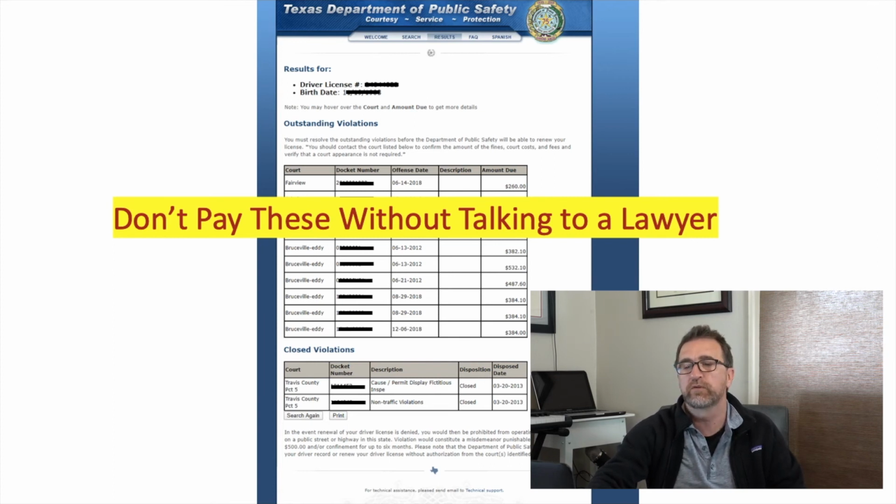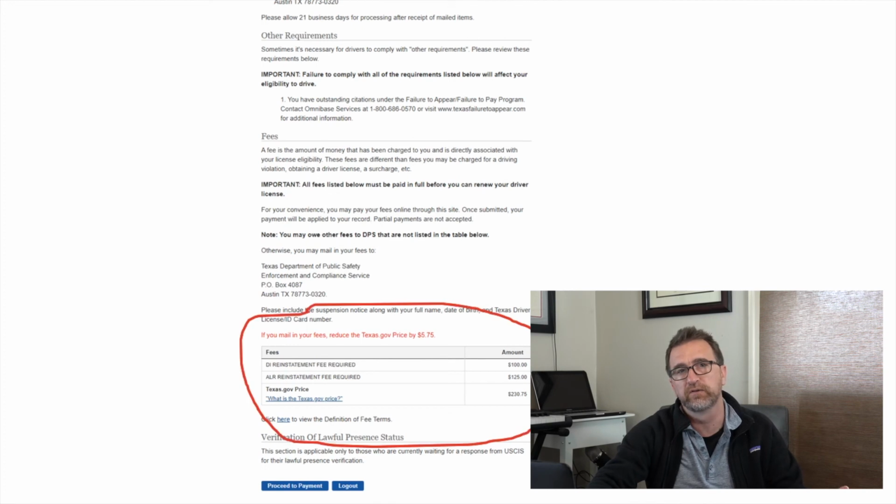Now, one other thing you need to look at are the fees. Okay, so here's this person owes about $280 in fees, and here's a way to pay that online. They give you that. Again, in this situation, don't pay these fees without talking to your attorney. Sometimes your attorney has paid them or plans to pay them when you get an occupational license.